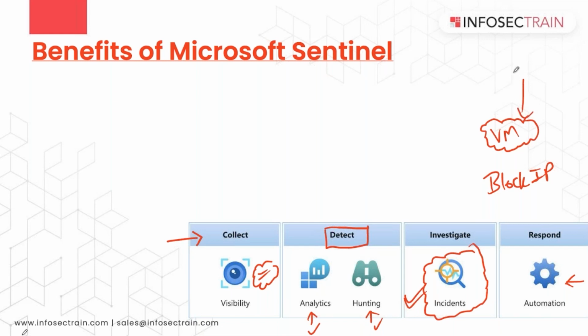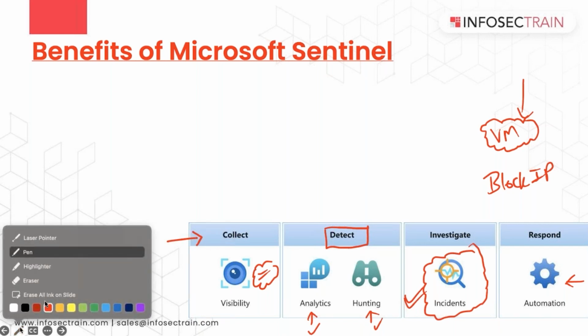You send mail, you send a message on Teams or Slack, those kinds of automation you can create: block the IP address, block the user account. Those kinds of things are also possible for us to perform over here. Okay, so this is just the four steps of your Sentinel.